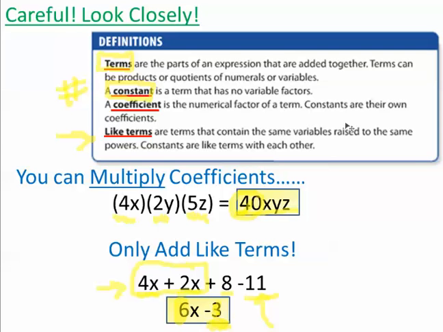These are like terms, 4x and 2x. These constants are like terms. They're just numbers. And here's the crux of all algebra that we'll keep coming back to and keep coming back to.